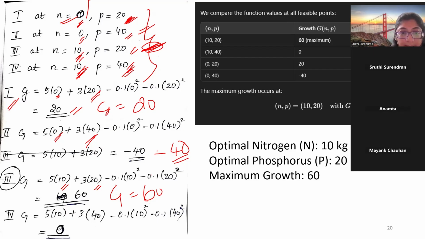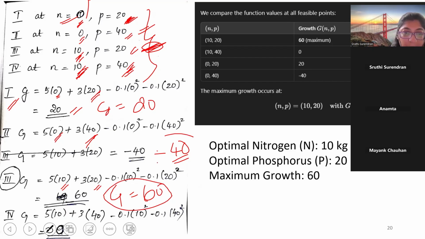So from all of these answers, the maximum value we are getting is this. The minimum value we are getting is this. What we want to do is get the maximum growth. So the optimal nitrogen content will be 10, the optimal phosphorus content will be 20, and the maximum growth is going to be 60.